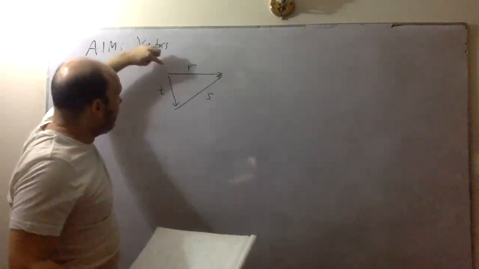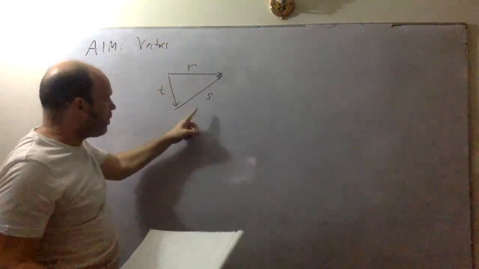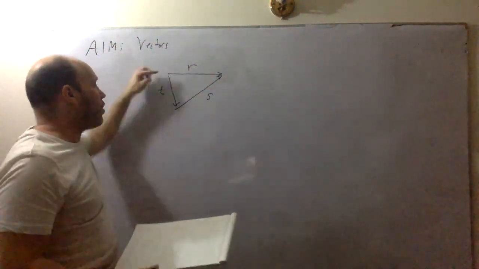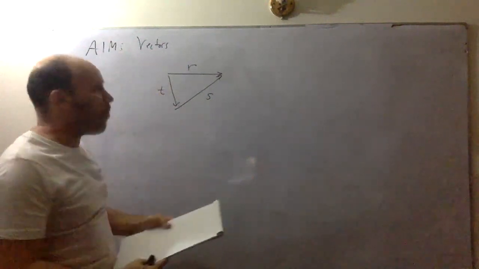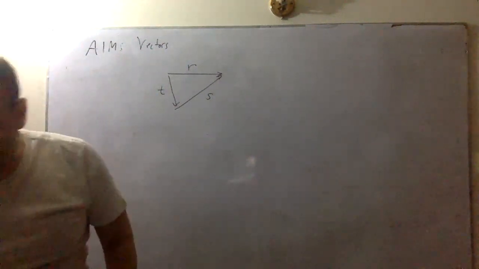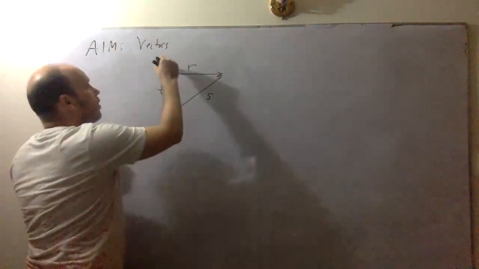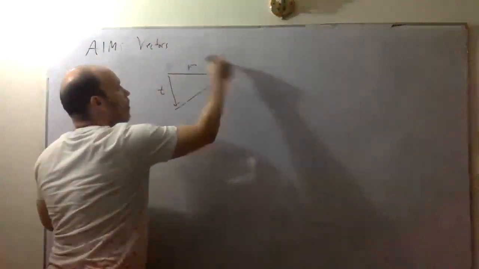These are not just a triangle. Yes, it is a triangle, but these are journeys. So R starts here and moves to the right. S starts down at the lower right and moves to the upper left. T starts at the upper left and moves down to the lower right. But we can write each journey. So let's look at journey R. R starts here and ends here, right?